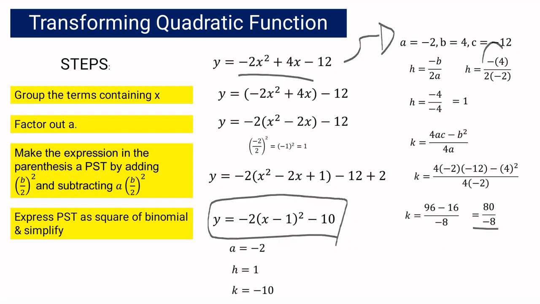And then 80 divided by negative 8 will give us, yes, it will give us negative 10. Just like the value of k that we have here, which is negative 10.